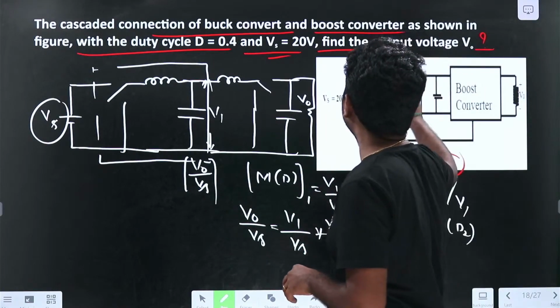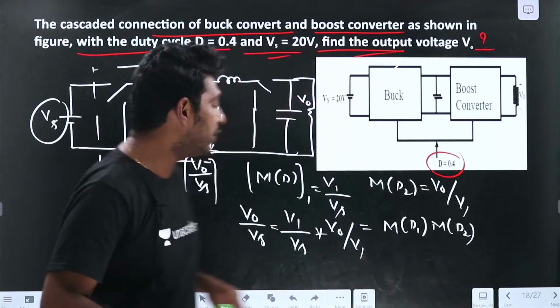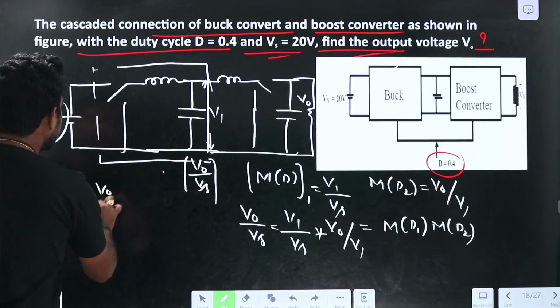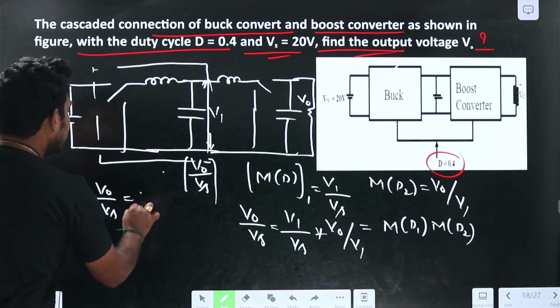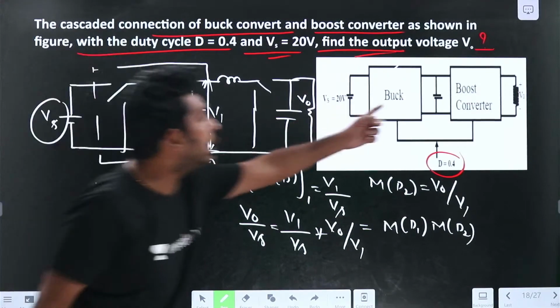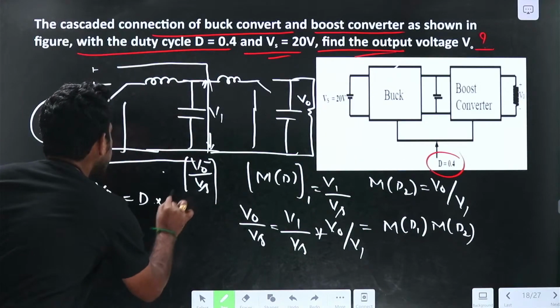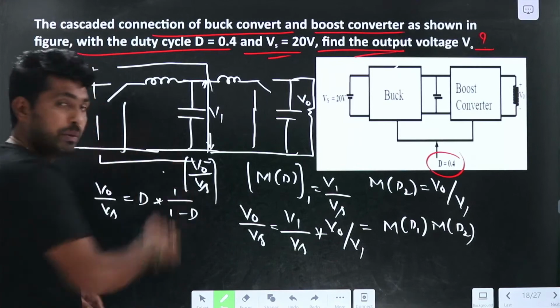So what is the gain of the buck converter? We know that the gain of the buck converter, M of D1, will be the duty cycle D, right? And what is the gain of the boost converter? It will be 1 by 1 minus D.